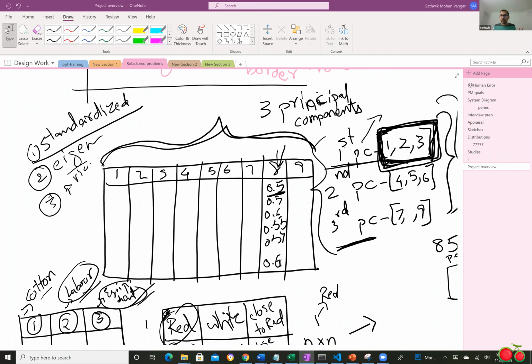Make sense? But PCA does this, you don't have to. It's how it works on the back end. So it throws out 8.